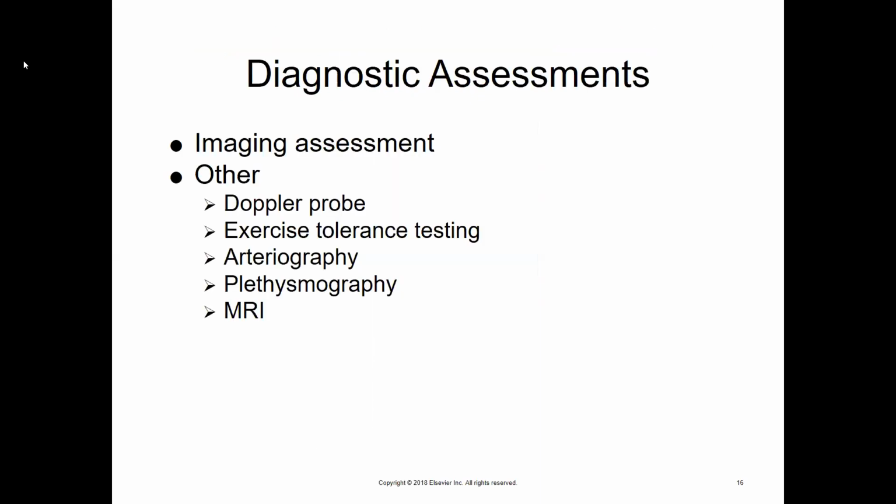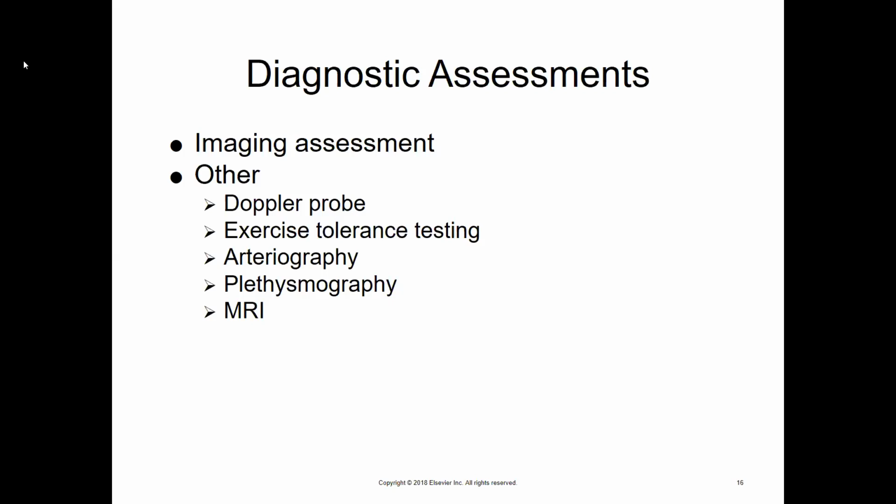Okay, so let's talk about some diagnostic assessments for PAD. MRA, which is a magnetic resonance angiography. It's a commonly used diagnostic test because it assesses blood flow in the peripheral arteries. And how it works is a contrast medium is injected to help visualize the blood flow through the peripheral arteries.